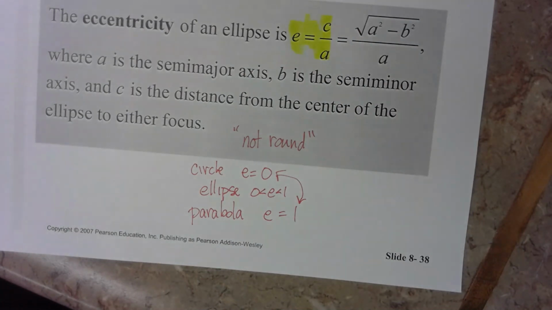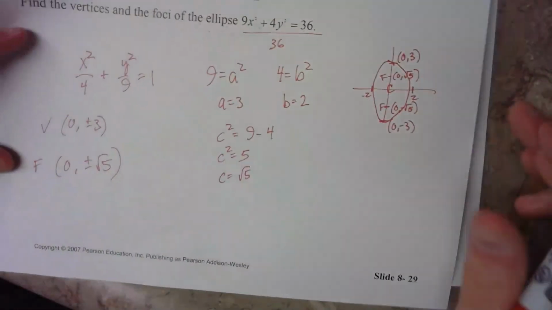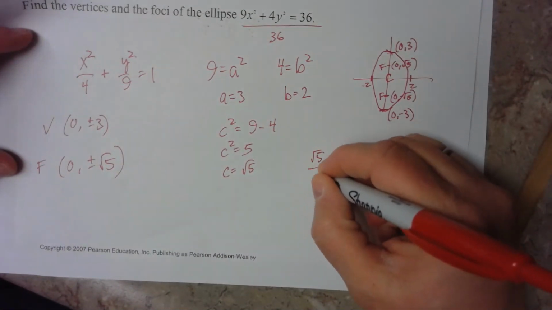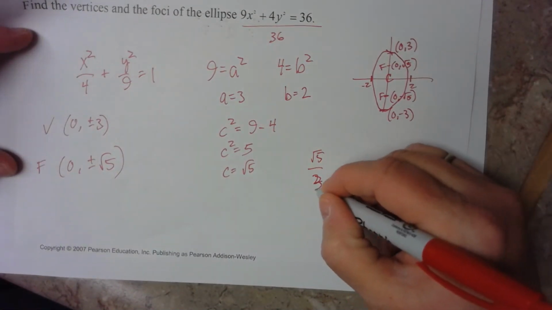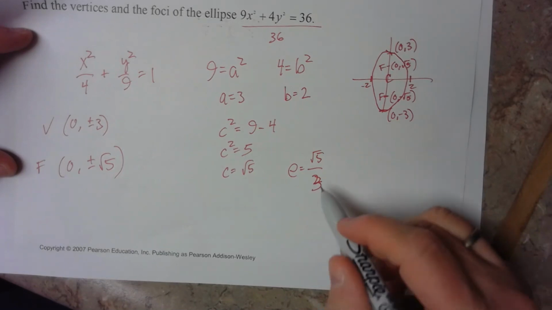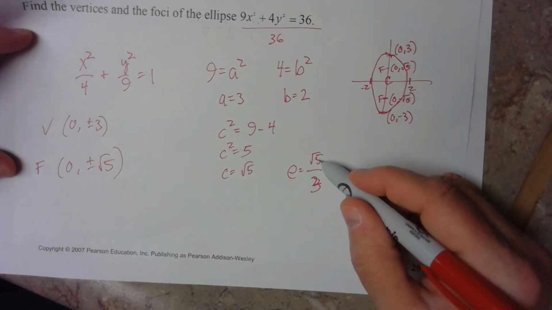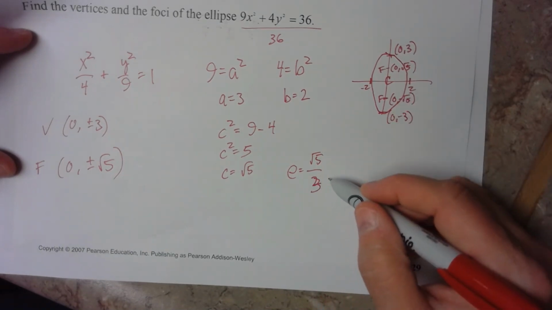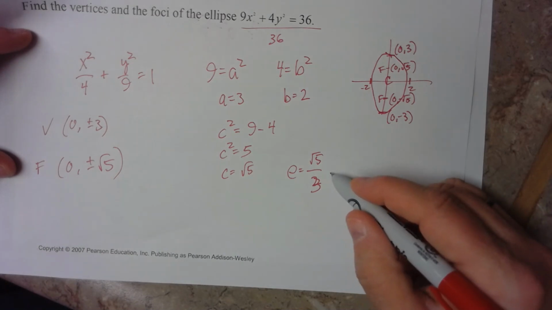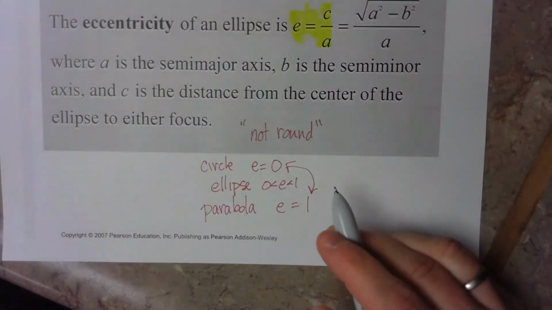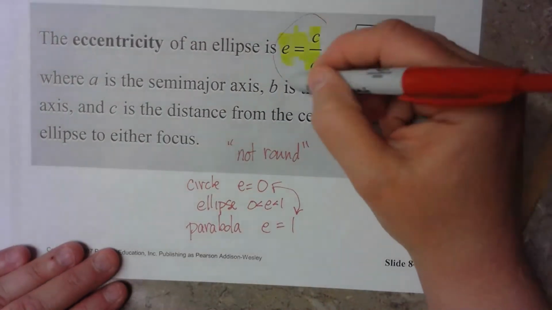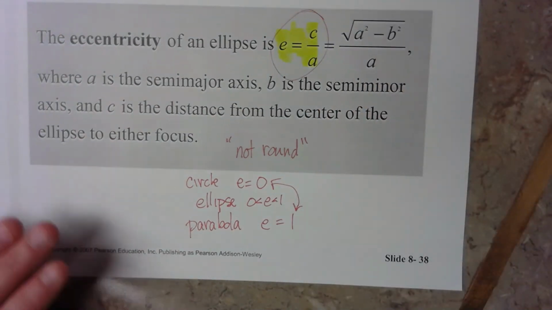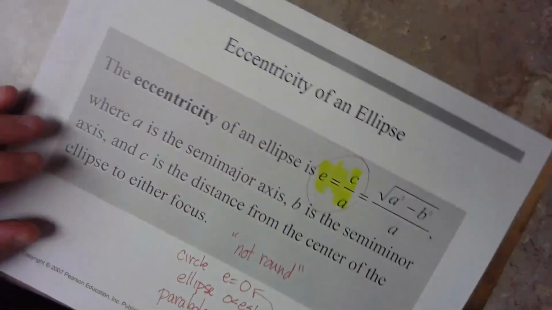So if I go back and if I find my last problem, C over A, whoops, A. So the eccentricity of this ellipse is the square root of 5 over 3, and that would be some sort of fraction, certainly less than 1. So an eccentricity is nothing more than just figuring out what C over A is. That's a lot, I know.